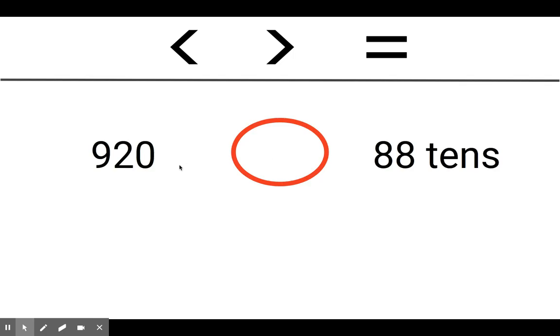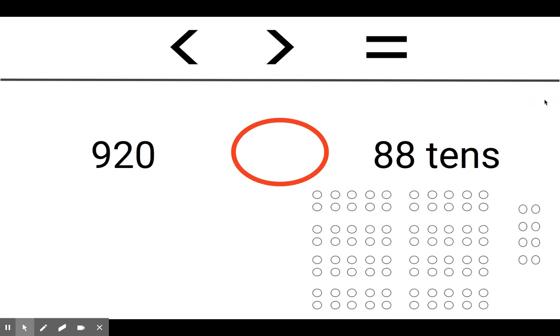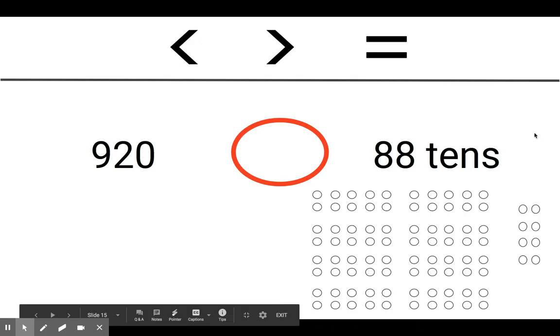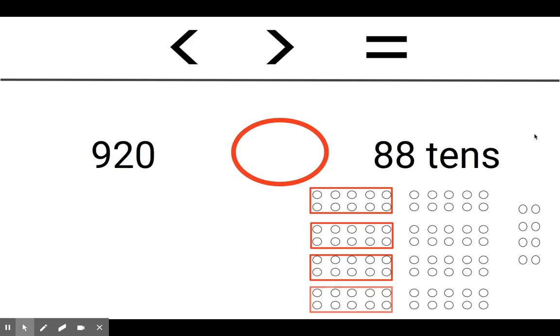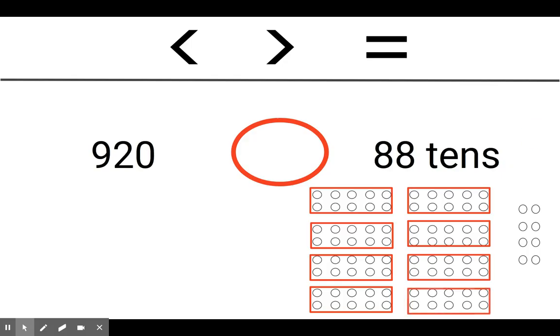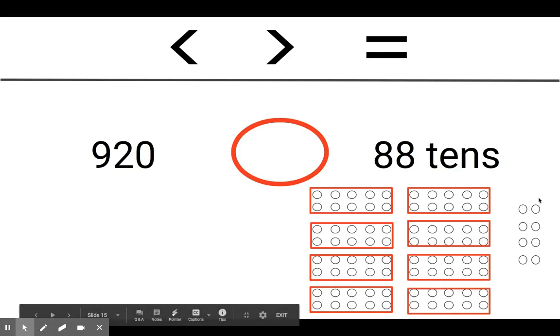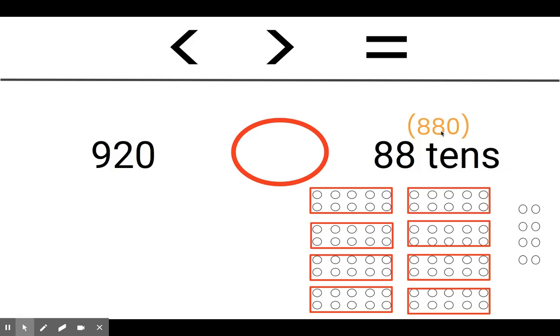Take a look at this one. 920 and 88 tens. Wow, that's a lot of tens. Let's take a closer look. Let's pretend each of these little tiny circles represents a group of 10. This is what 88 tens would look like. Can you imagine? That's a lot of groups of 10. We have 100, 200, 300, 400, 500, 600, 700, 800, and an additional 80. 880. 88 tens is the same as 880.